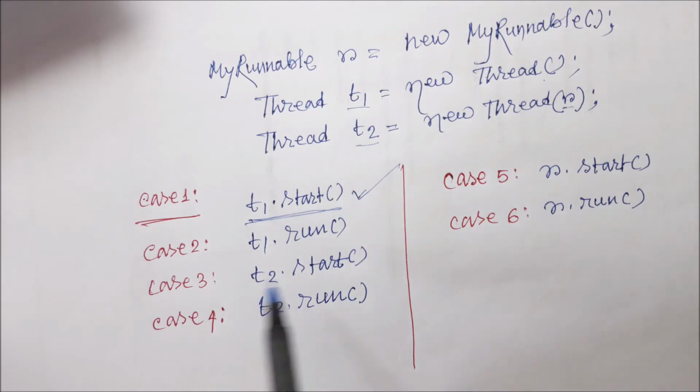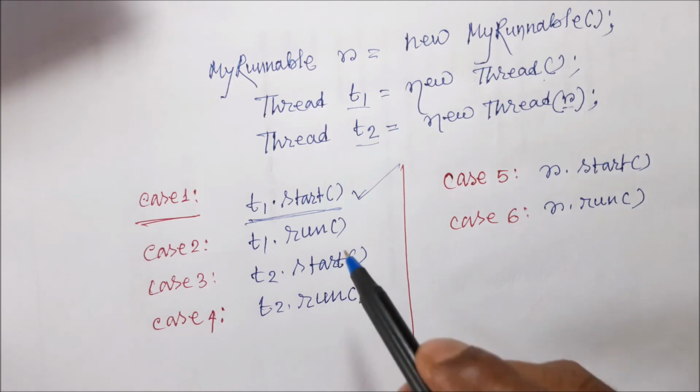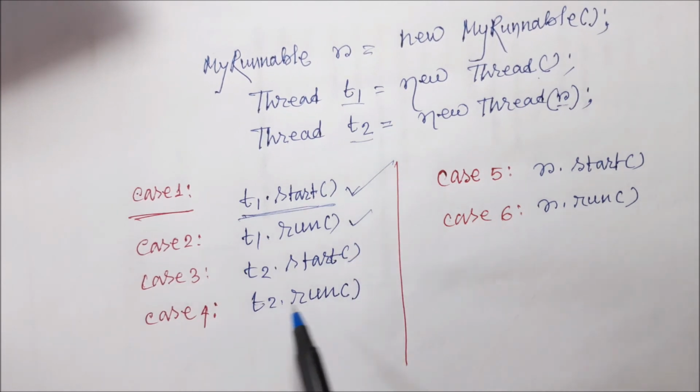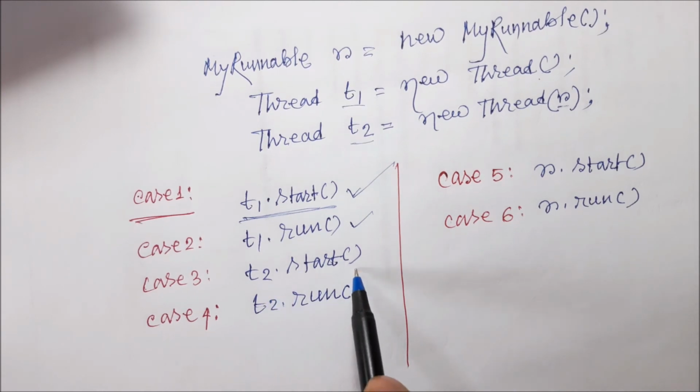But in this example I have not called the run start method. So, in case I write t1.run method, it is a normal execution like a normal method call, okay. So next, let's consider the next case when we call the t2.start method.